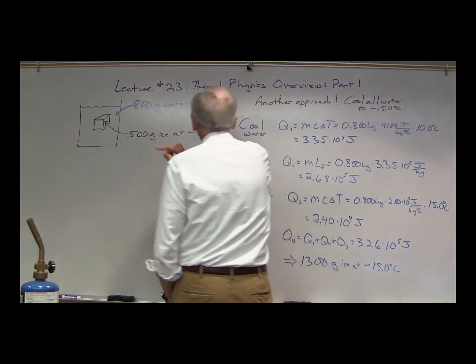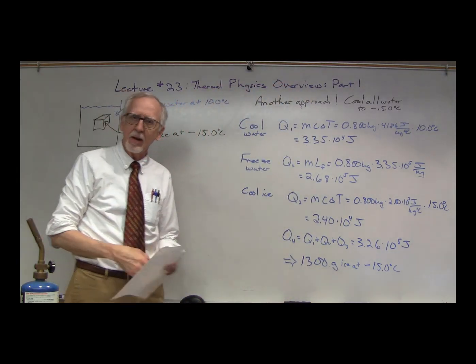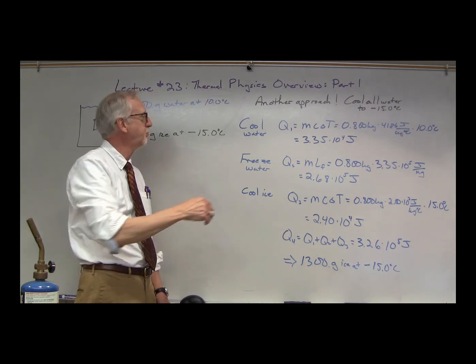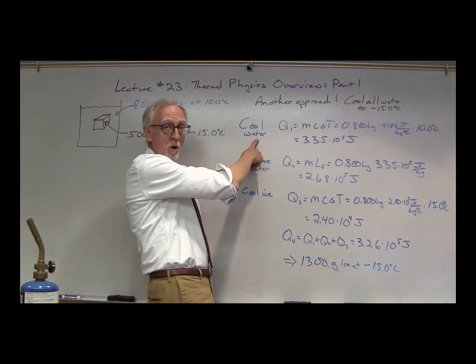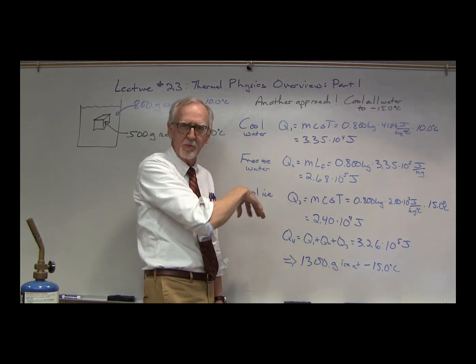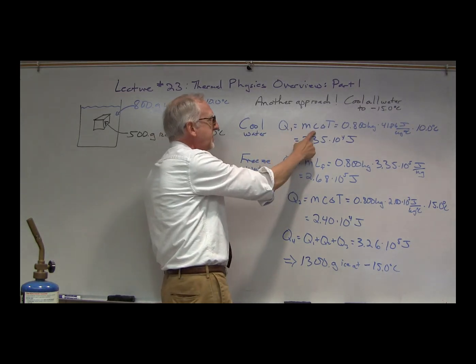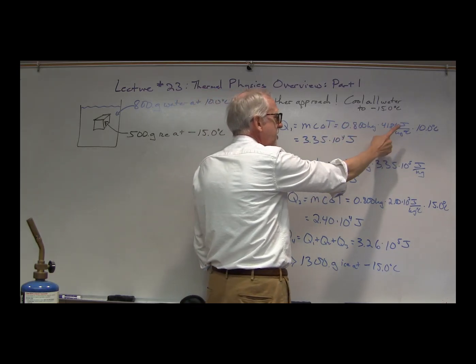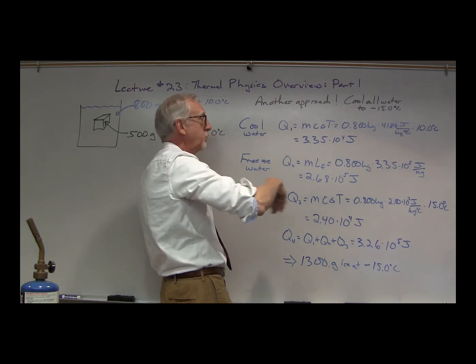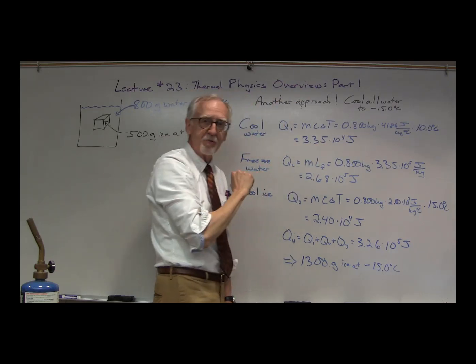So, to take 800 grams of water at 10 degrees centigrade and turn it into ice at negative 15 degrees Celsius, the first thing we do is cool the water. That's a temperature change, so Q1, this is a new Q1, it's not the same as the old Q1. Q1 is mc delta T, the mass of the water, specific heat of the water, temperature change from 10 to 0, 3.35 times 10 to the fourth.